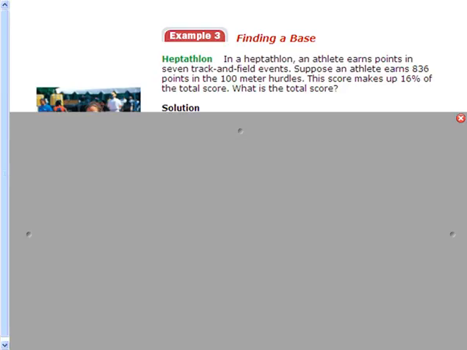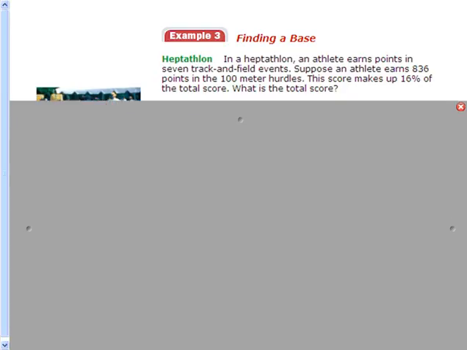Next we have example 3. We'll also be using a proportion, but this time we'll be using it to find a base. We're also going to be looking at a situation rather than just numbers. So we're looking at these numbers in context.